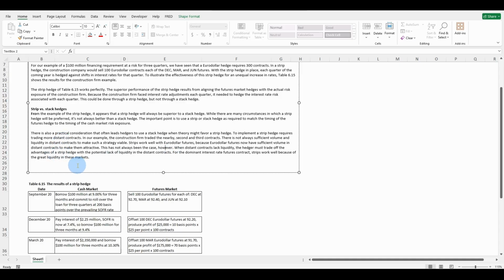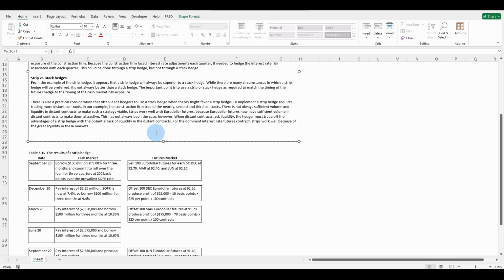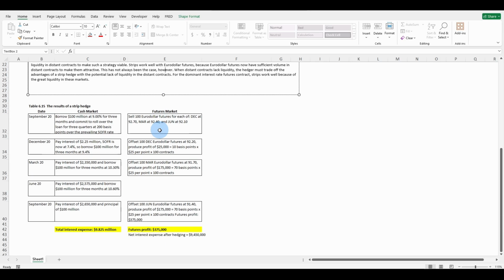When distant contracts lack liquidity, the hedger must trade off the advantage of the strip hedge with the potential lack of liquidity in the distant contract. Also have to keep that in mind, all right? For the dominant interest rate futures contracts, strips work well because of the greater liquidity in these markets.